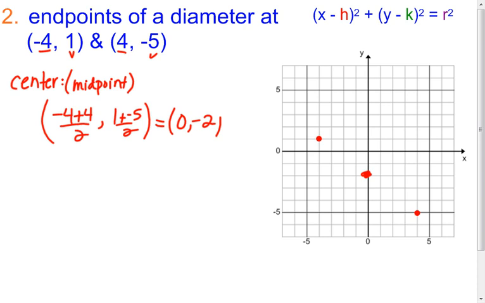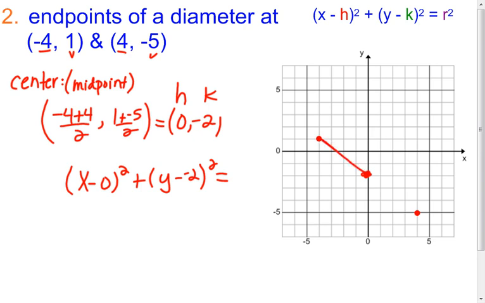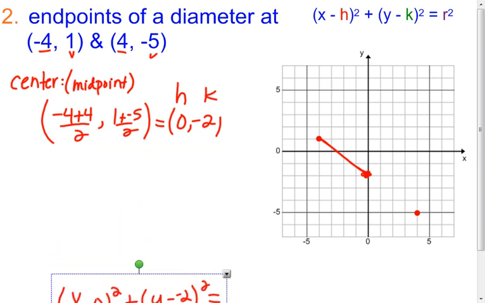Okay? Now, when you make your equation then, this becomes your h, and this becomes your k. Okay? So when you plug it into the formula, you will have (x minus 0) squared plus (y minus -2) squared equals, now I don't know my radius. Okay? So I have to find that. I can see that this distance right here is your radius.